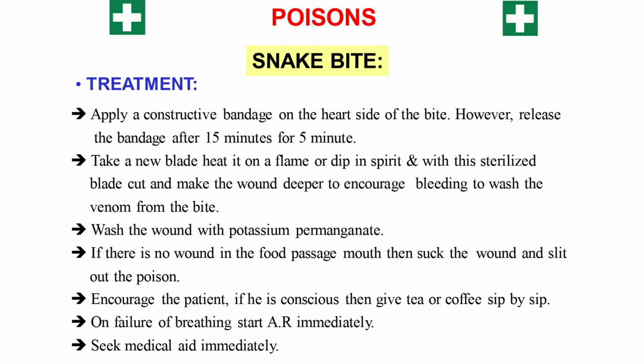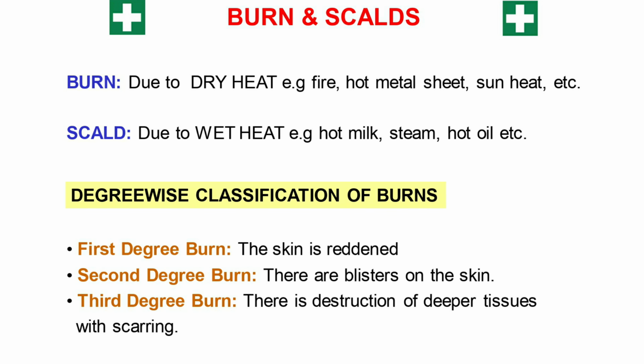If there is no wound in the food passage or mouth, then suck the wound and spit out the poison. Encourage the patient: if he is conscious, then give tea or coffee sip by sip. On failure of breathing, start artificial respiration and call a doctor immediately. Seek medical aid immediately.